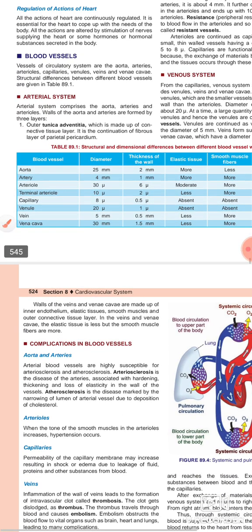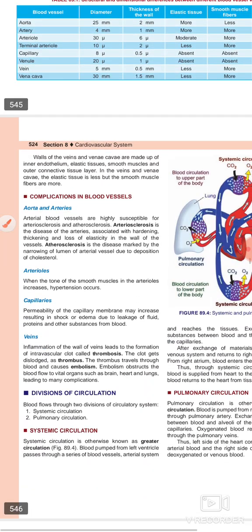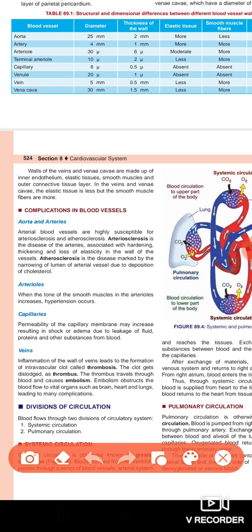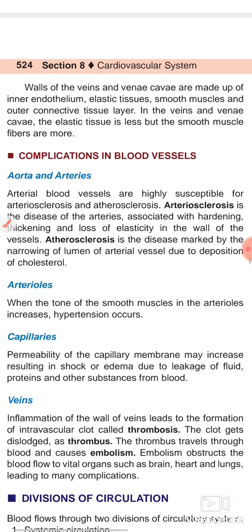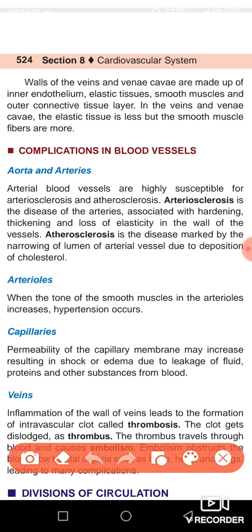So now we have discussed the venous system. Now we see what the complications in the blood vessels are. First is the aorta and arteries. In the aorta and arteries, there are arteriosclerosis and atherosclerosis. These are very important terms, and they confuse students because they have a very similar nature. First is arteriosclerosis, let me zoom in on it. Arteriosclerosis is a disease of the artery associated with hardening and thickening and loss of elasticity in the walls of vessels. So what is it going to do?